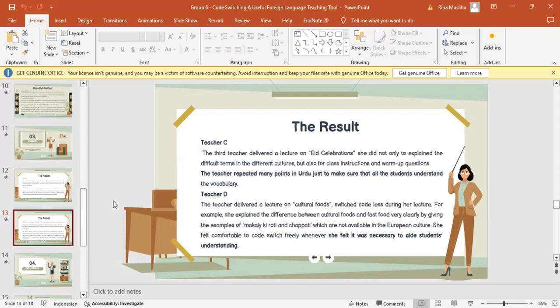And the last is for teacher D, who delivered a lecture on culture food. For example, when she explained the difference between culture food and fast food very clearly by giving the example of making something that is not available in European culture, she felt comfortable to code switch freely whenever she felt it was necessary to aid students' understanding. I think that's all for me about the method and the result.